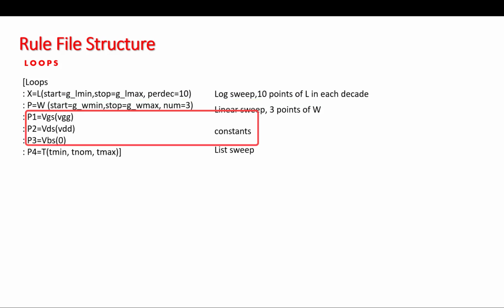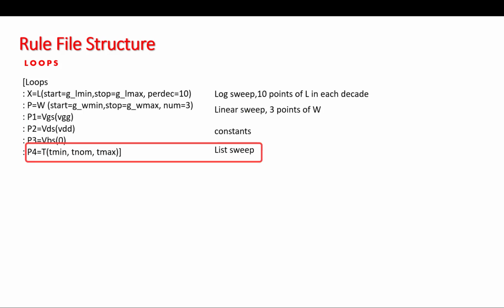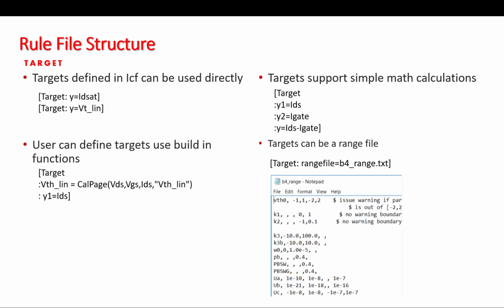And like the P1, P2, P3 shown here, you can also use constants. The constants can be exact values or the VGG, VGD, and those are the constant values you define in the constant table part in the MQA GUI. And also, the sweep can be a list, like the P4 T temperature shown here. You have 3 different temperatures, T min, T norm, T max. It's a list sweep.